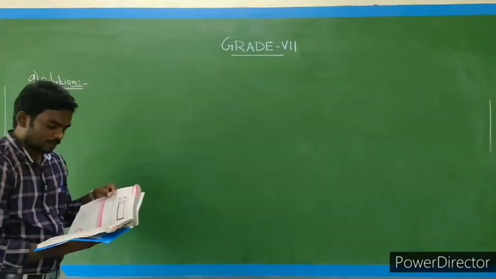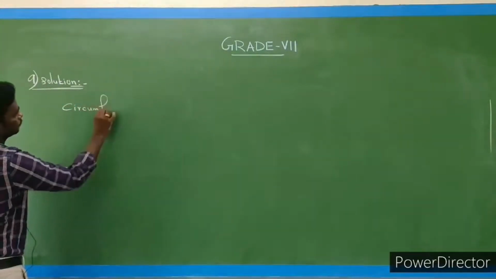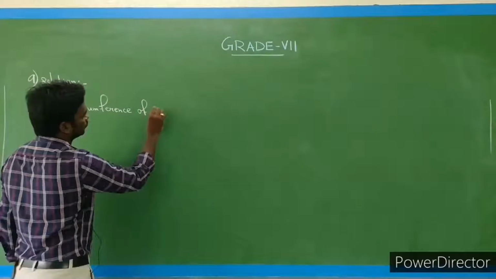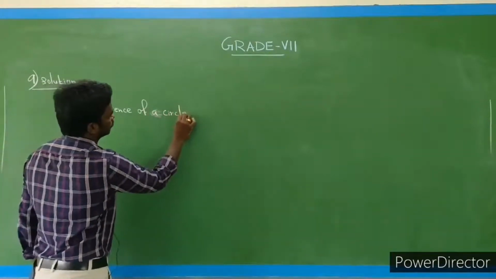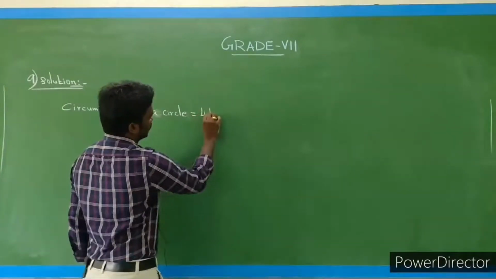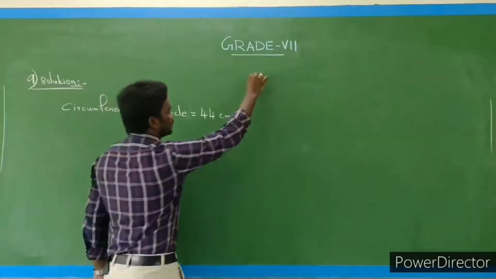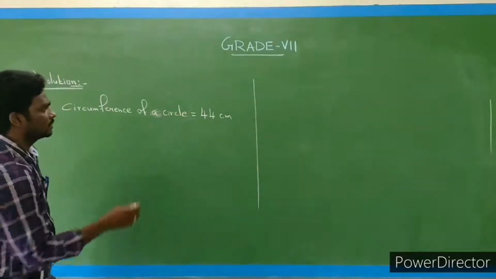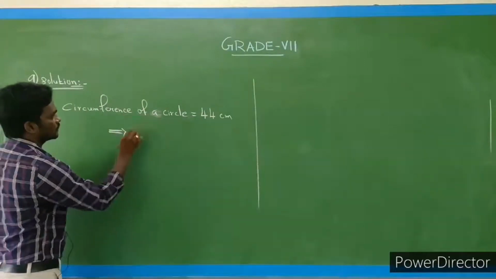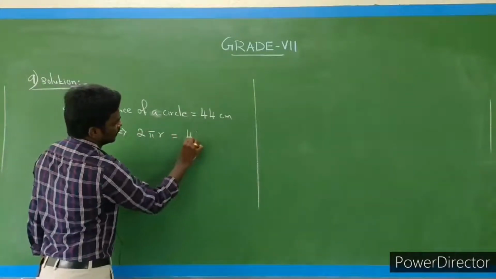A wire is in the shape of a circle. So the circumference of a circle is equal to 44 centimeter, because the wire of length 44 centimeter is in the shape of a circle. So the circumference of a circle is equal to 44 centimeter. We need to find the radius of the circle, which implies, what is the formula for the circumference of a circle? 2 pi r. 2 pi r is equal to 44 centimeter.